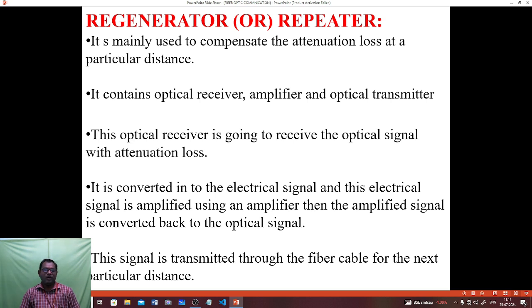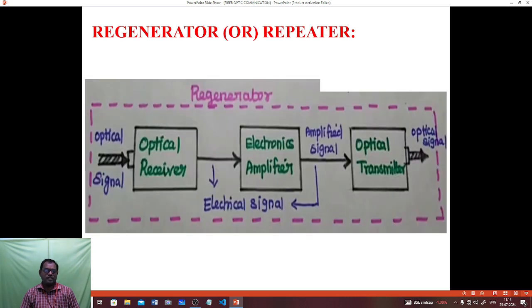So for the repeater, the input is the optical receiver and the output is the optical transmitter. This is the block diagram of the regenerator, which has the optical input and the optical output. In between the optical input and output, we are using an electronic amplifier, increasing the strength of the weak signal through electrical signals. The electrical signal is a low frequency signal, containing the low frequency message signal, which is amplified by using the amplifier.